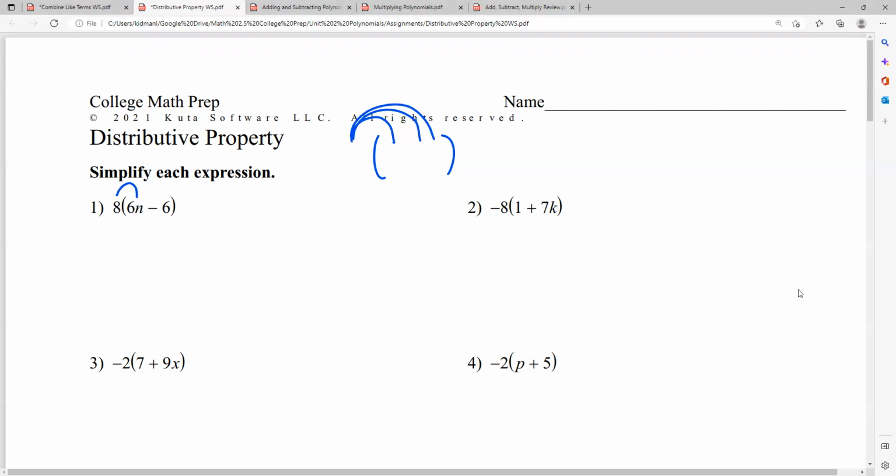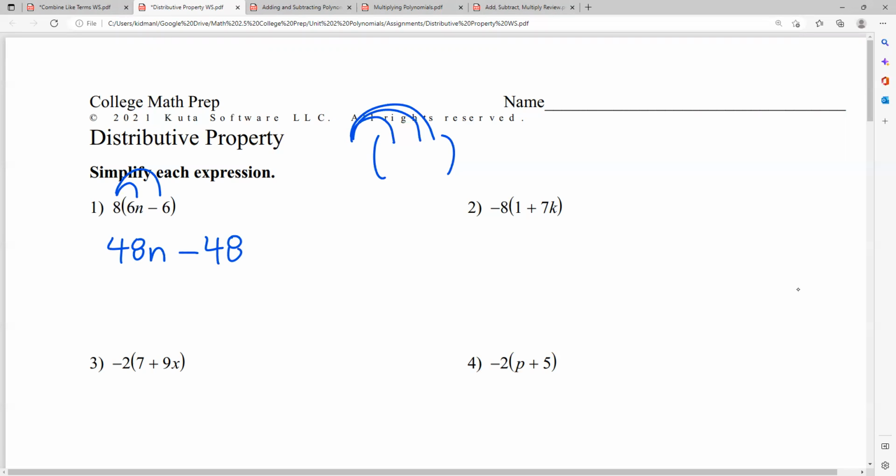8 times 6n. Well, 8 times 6 is 48. And then we just throw our n on there. Then we would do our 8 times negative 6. So a positive times a negative is a negative. And 8 times 6 is 48. So we end up with 48n minus 48.